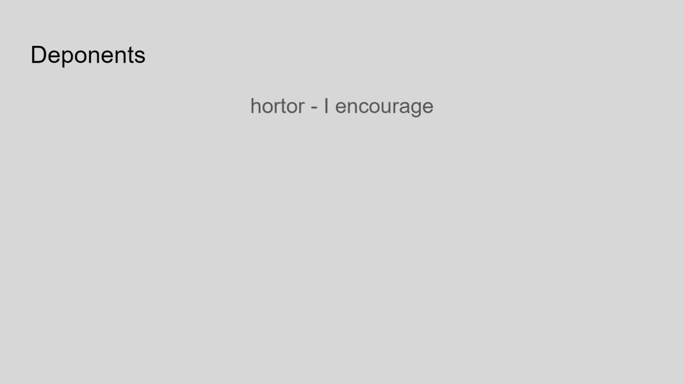Let's look at an example. Hortor means I encourage. Here are the principal parts. The first, hortor, is the first person singular present, I encourage. This shows me that the verb is only found in the passive form, as this would usually be a present active. However, from the translation I can tell it's translated actively, so it must be a deponent verb.